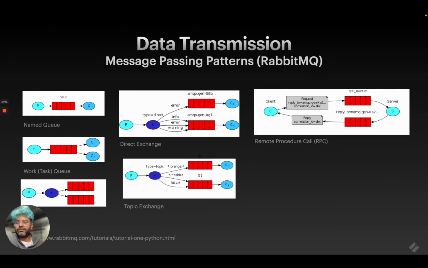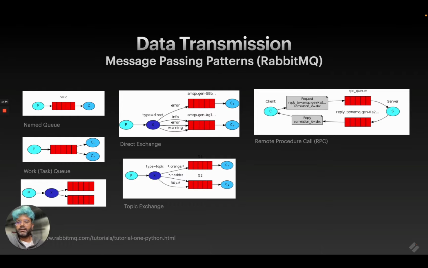Now this is a very simple use case, and you can think of it as the most basic example of a queue. The next thing that we build on the simple named queue is called a work queue. This is also called a task queue because in typical scenarios, the publisher publishes a message, and then that message is consumed by a set of consumers.